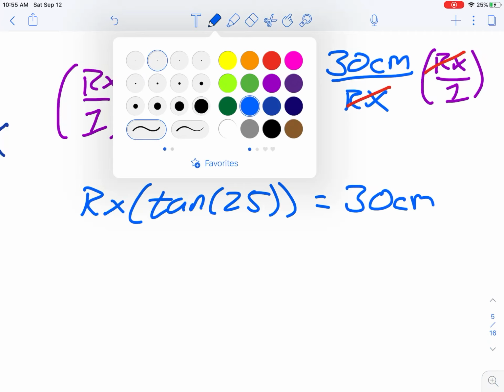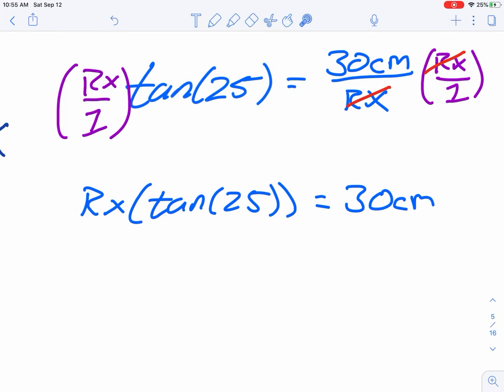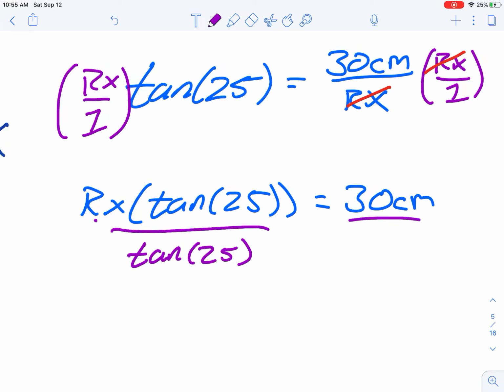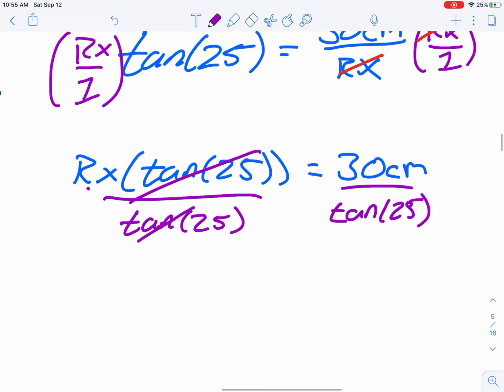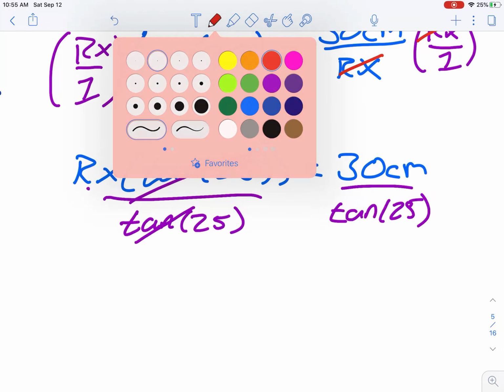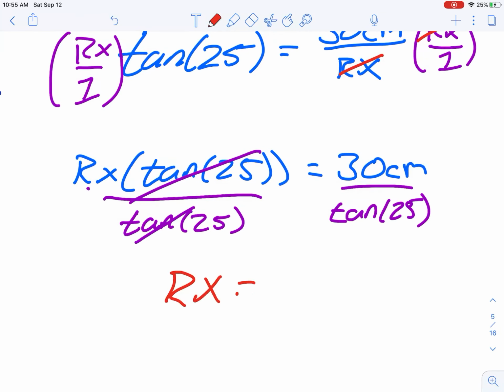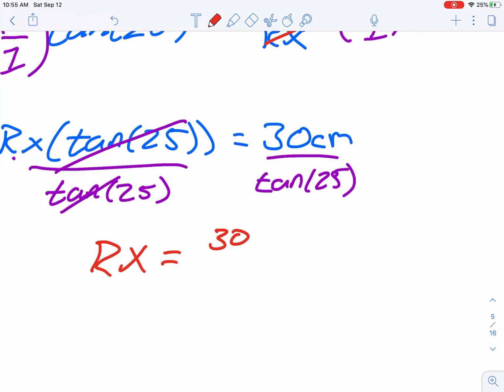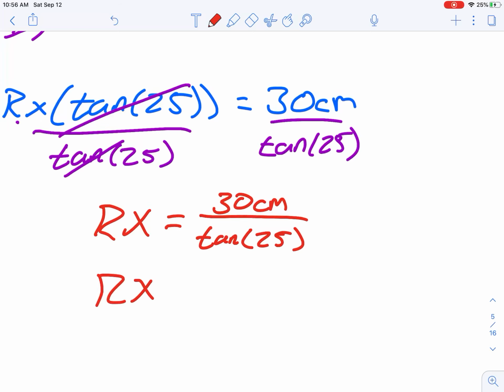Now I can solve for Rx because tan is multiplying Rx. To get tan to the other side, I need to divide. So now I'm solving. So divide by tan 25. Okay, and that cancels out my tan. And we get Rx equaling 30 centimeters divided by tan 25. So how do we plug that in our calculator?